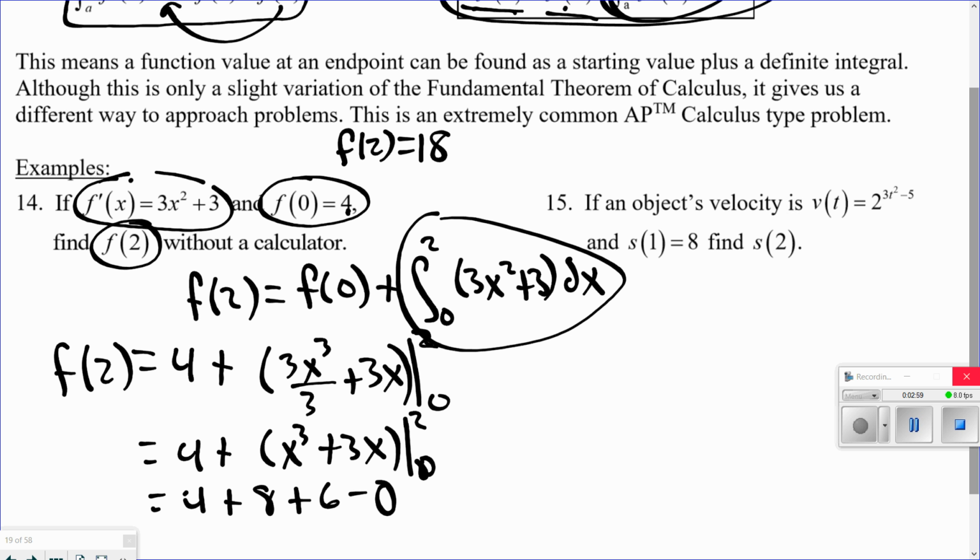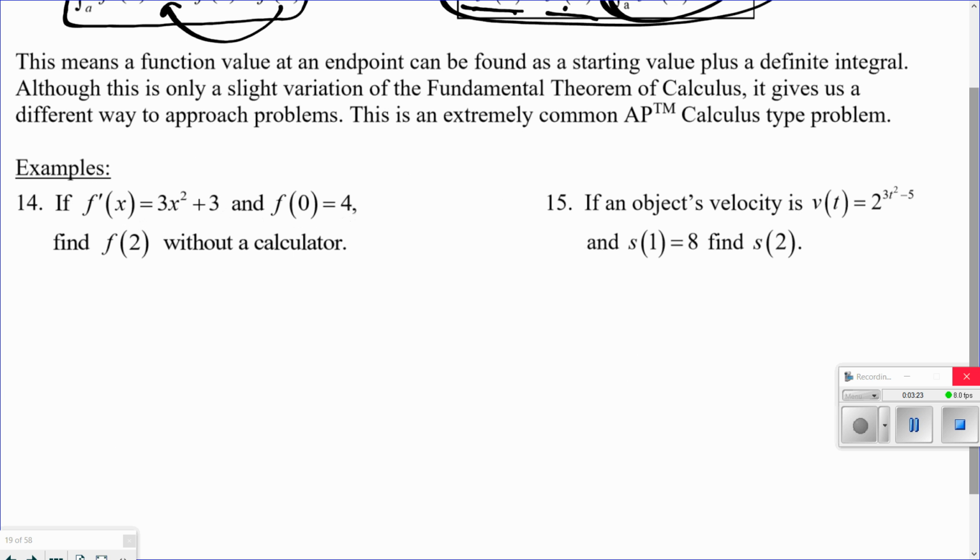This really is just knowing the formula, and knowing when to use it. So again, what gives it away? Whenever it asks you to find f of something, and it gives you another point, and it gives you the derivative, that's what's going to let you know that this is the method we're going to use. Okay, let's try number 15.